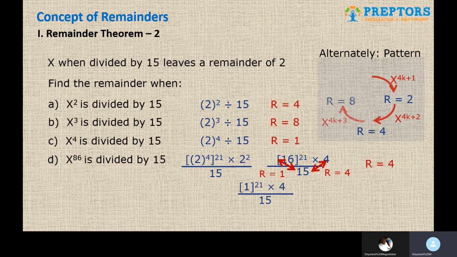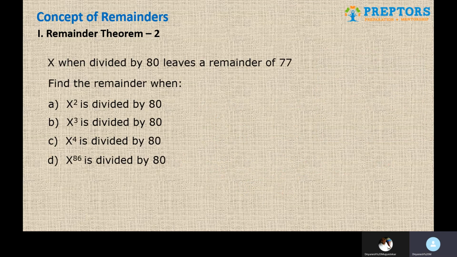The next one after this is another question in which we have x when divided by 80 leaves a remainder of 77. Now I know that we need to replace the number by remainder, but we can't replace x by 77. That will be too tedious to handle because 77 square, cube, raised to 4 and all of that will be a mess. But instead here what you should ideally do is you can use the idea of negative remainder.